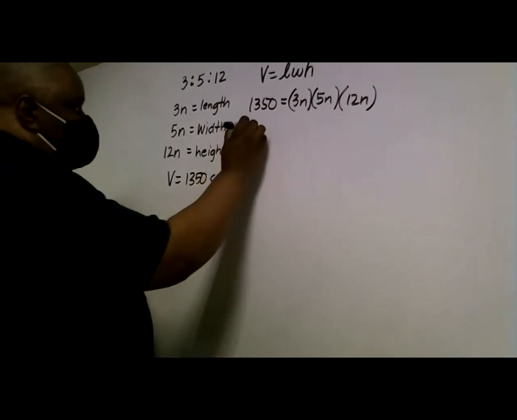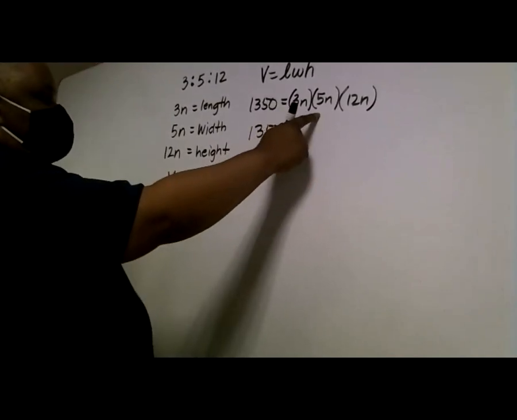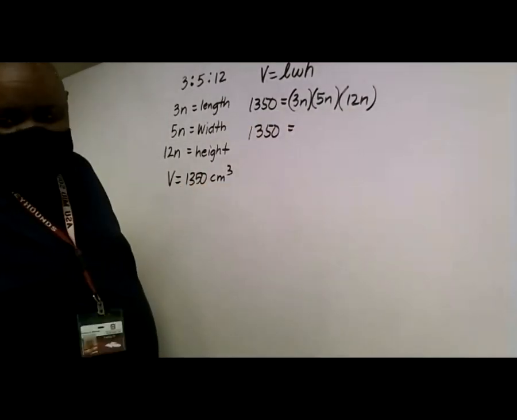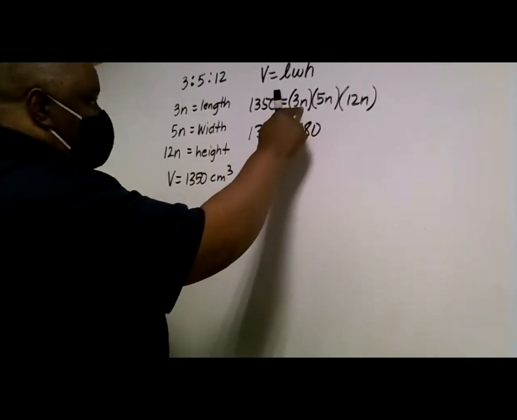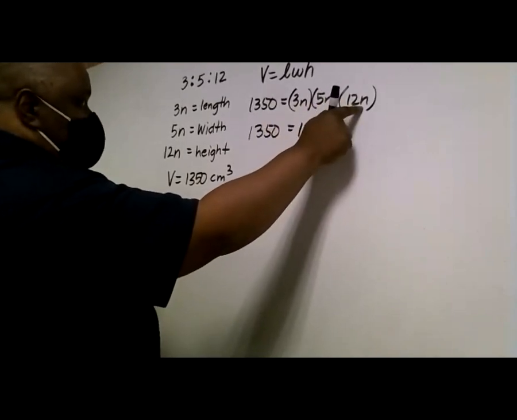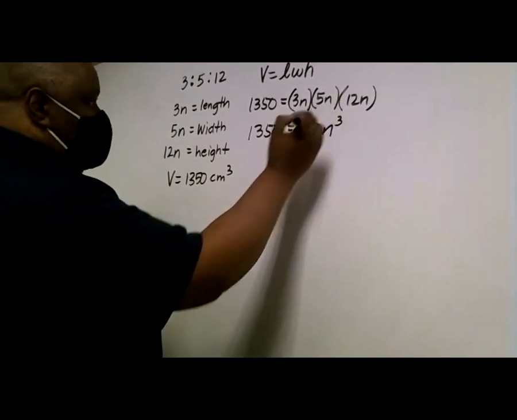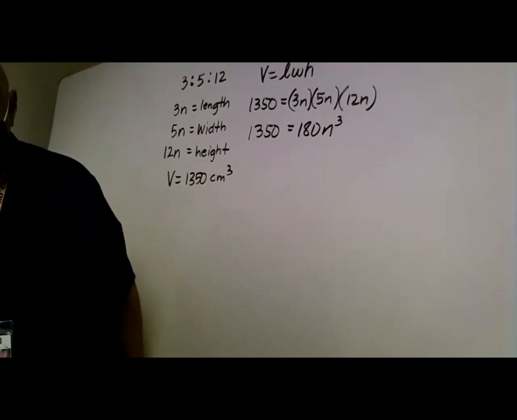Okay, so I got 1,350 here. That's equal to, if I do 3n times 5n times 12n, let's see, 3 times 5 times 12, that's 180. Now I got n times n times n. When I multiply those, this will be n to the third, because n is used as a factor 3 times.